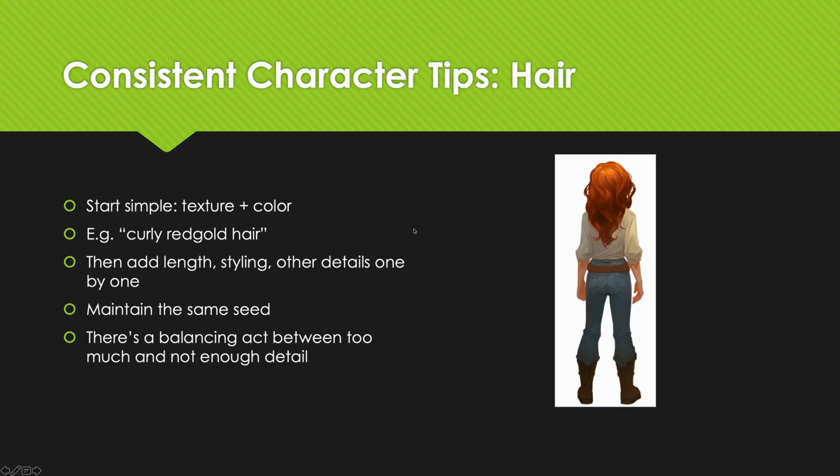Okay, so for hair, I would start simple with texture and color, maybe texture, color, and length. So this is our image of Lisa Jones. We've got curly red gold hair. Once you have something you like, you can add length, style, and other details. Try maintaining the same seed throughout. And there is a balancing act between too much and not enough detail. But if you want to start, just start with texture and color and then add length.